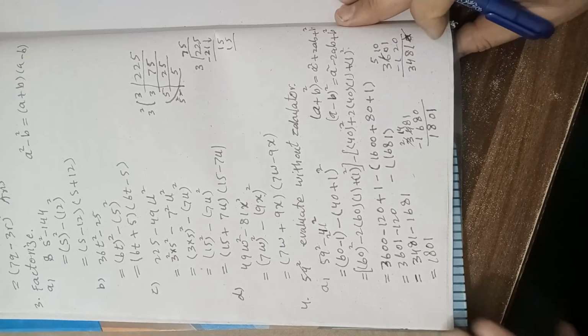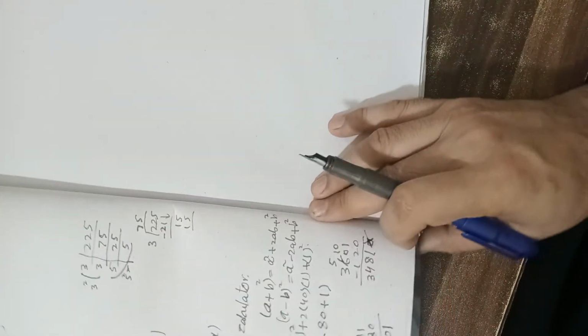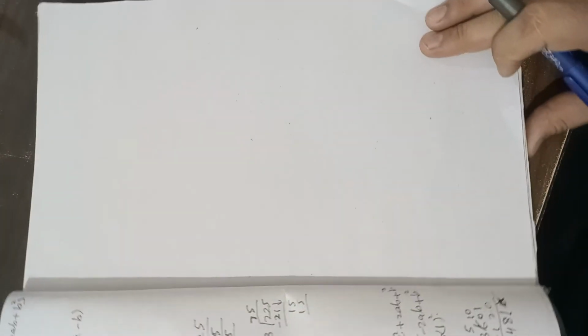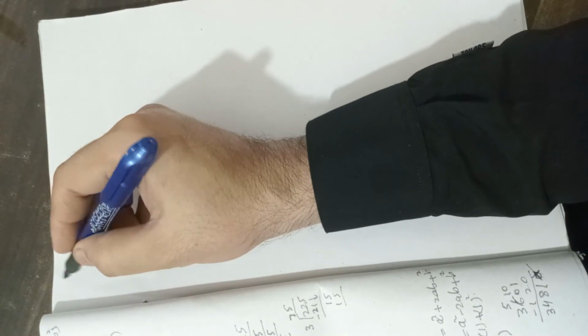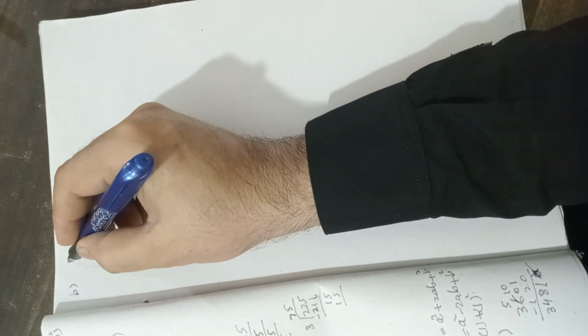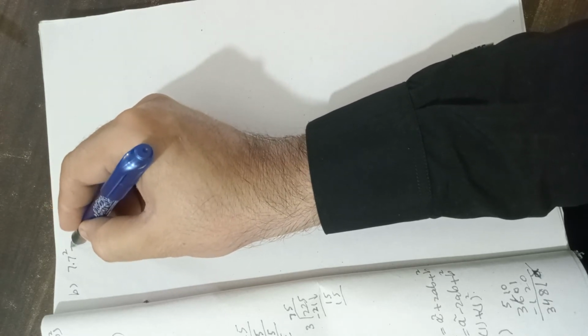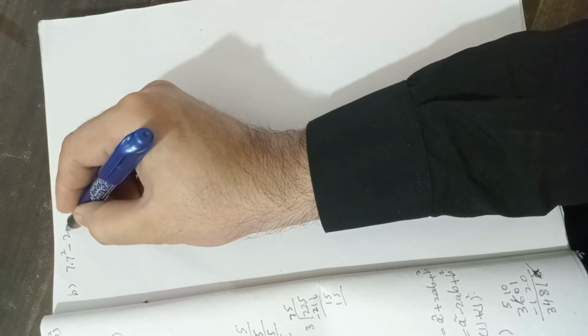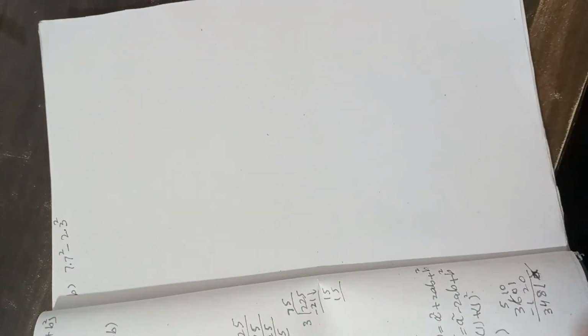Now I am going to B part. In the B part, he is giving us terms 7.7 square minus 2.3 square. See this term carefully.